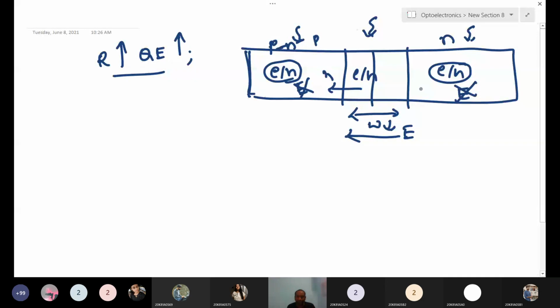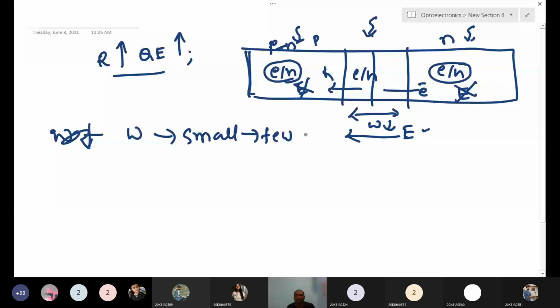So in a PN photodiode, the depletion region is very small. Here small area means width. The depletion width W is small. Small area means only a few electron holes will be generated, and fewer electron holes means less current. So if you use only a PN photodiode, the depletion width is small, so we create only a few electron holes, and the current is also less. Less response current means the responsivity is less.